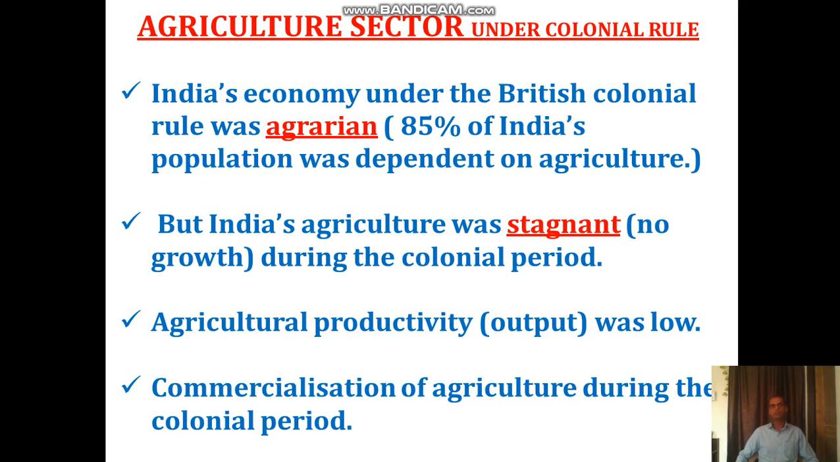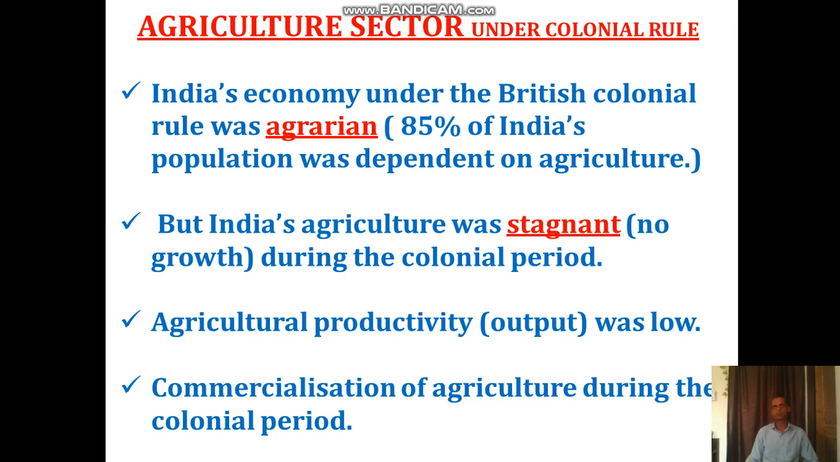Agriculture productivity was low, and the next point is that commercialization of agriculture happened during the colonial period. So we will study in detail what exactly that commercialization of agriculture is. Now you understand what the state of agriculture was under colonial rule.